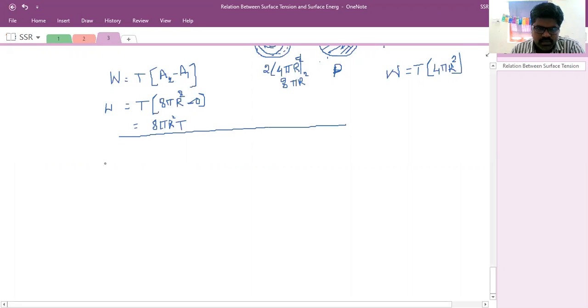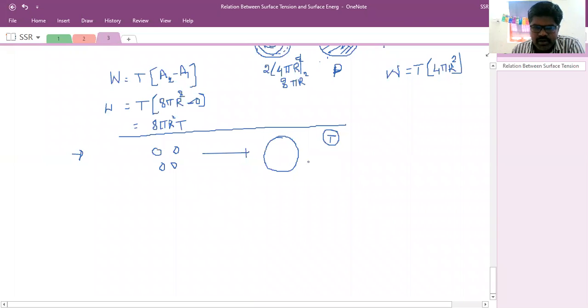Suppose the smaller drops are combining into a bigger drop. What happens? Here the surface area decreases, then internal energy increases. So the temperature will rise. Suppose it happens isothermally, at constant temperature, then the increase in energy will be converted to some other form.